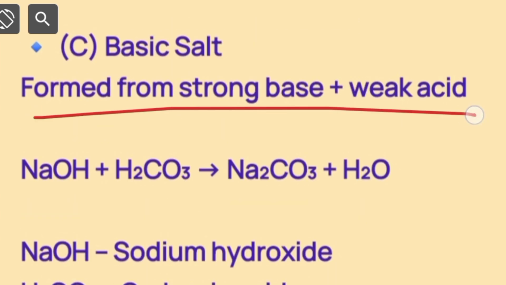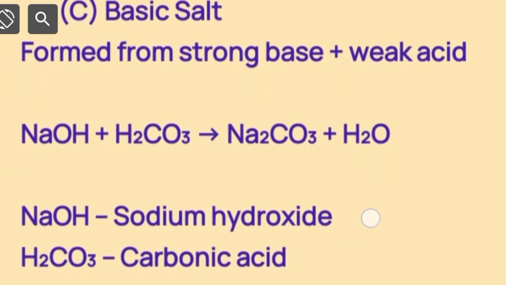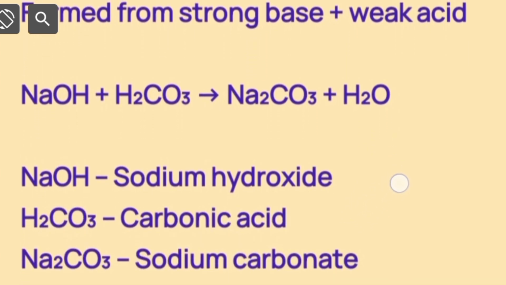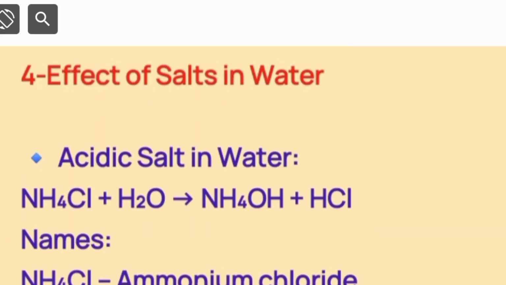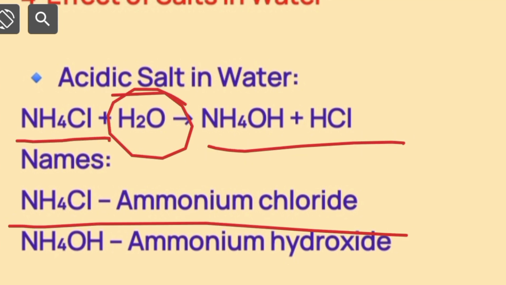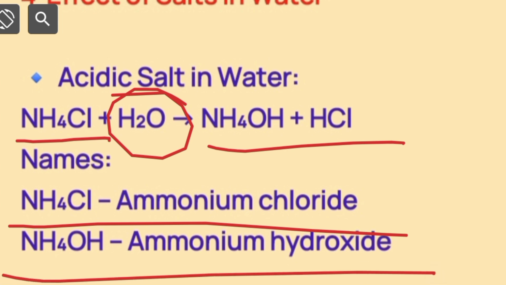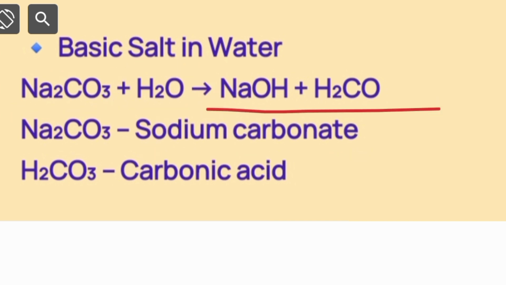Next is basic salt, formed from strong base plus weak acid. NaOH is strong base, H2CO3 is weak acid. It forms basic salt Na2CO3 plus H2O. What is NaOH? Sodium hydroxide. H2CO3 is carbonic acid and Na2CO3 is sodium carbonate. Now see the effect of salt in water. Acidic salt in water: NH4Cl reacts with water to form NH4OH plus HCl. NH4Cl is ammonium chloride and NH4OH is ammonium hydroxide. Next is basic salt in water: Na2CO3, sodium carbonate, reacts with water to form NaOH plus H2CO3.